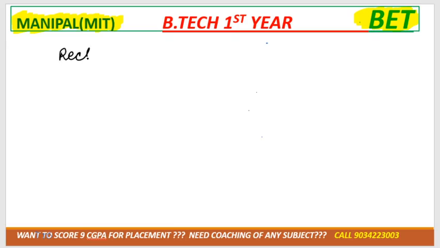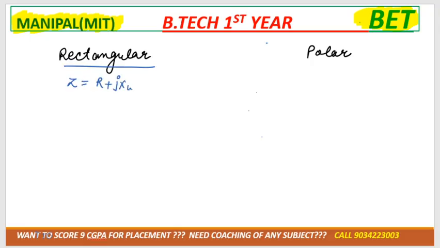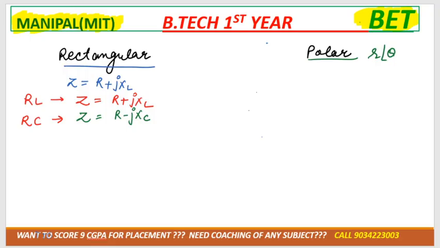We'll have basically two forms. One form is rectangular form and another form is the polar form. Rectangular form means we have the impedance in the form of R plus J XL. Suppose we have an RL load, then in that case impedance is R plus J XL. And if we have an RC load, then in that case impedance formula is R minus JXC. And polar form will be in the form of R angle theta.